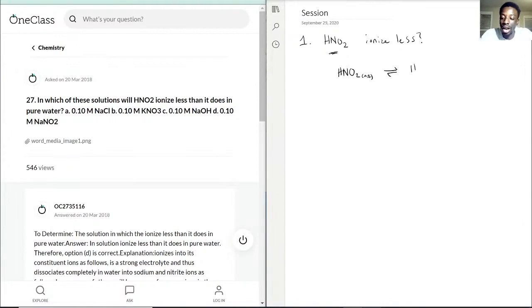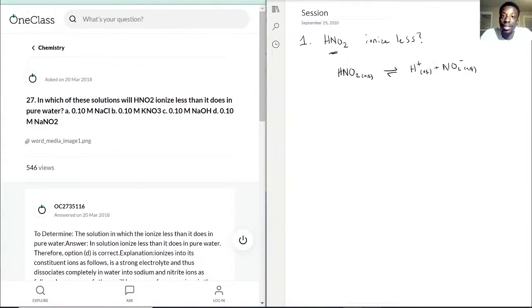It's just saying that it ionizes to form H plus and NO2 minus. It could have been written with water, but instead of the H plus, you would put H3O plus, which is the actual hydronium ion. But this is enough information for what we need here.